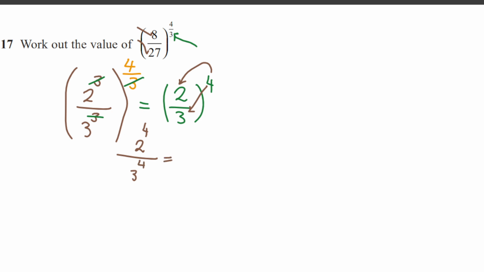Is that enough? Nope. The question says work out the value. Don't leave it like that. What's 2 to the power of 4? It's 2 times 2 times 2 times 2, 4 times. 2 times 2 is 4. 2 times 2 is 4. 4 times 4 is 16.